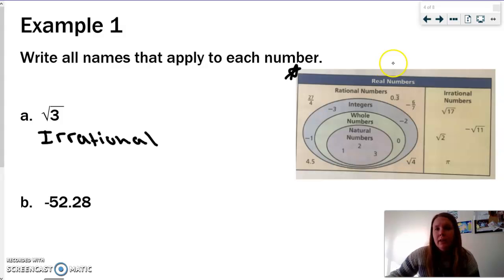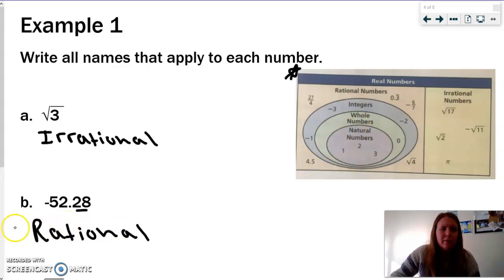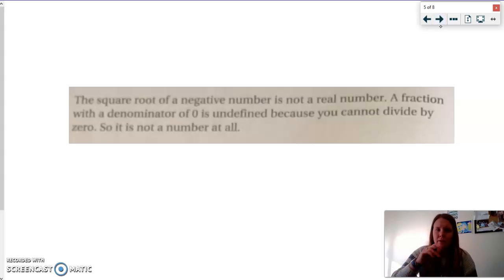And so if I'm looking on this side, it is a decimal that terminates or ends, so it's not going to be an irrational number. So it would be rational. But it's not quite an integer because it's got decimals. But it's not quite a whole number either because it's not above 0. So this is all it is. It's just rational. So sometimes we might run into more, but this one's just irrational and rational.